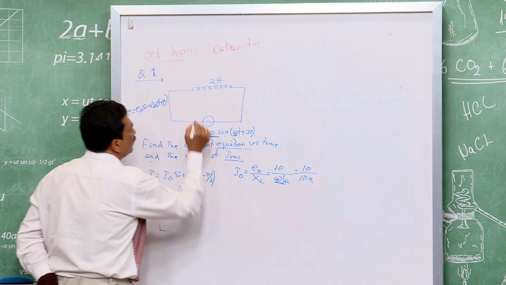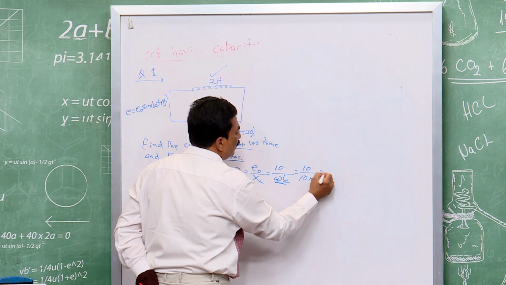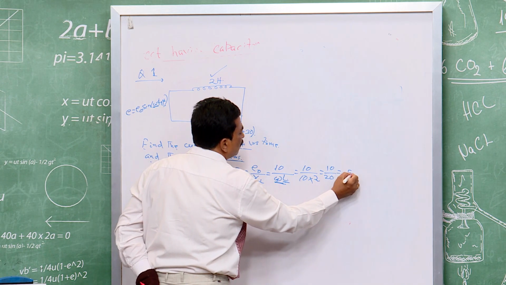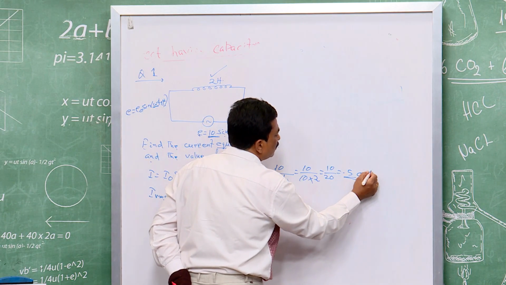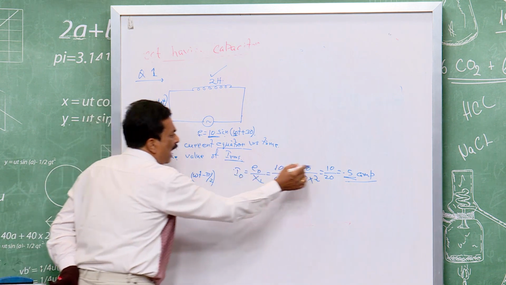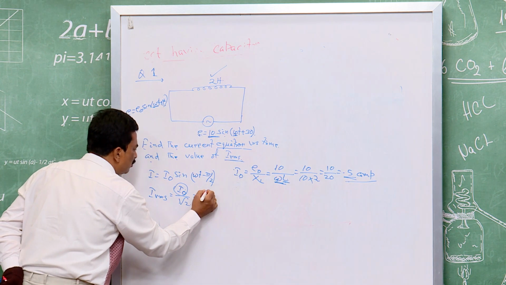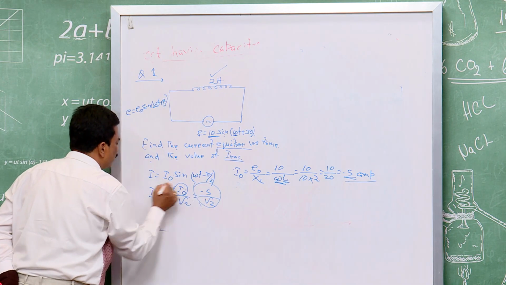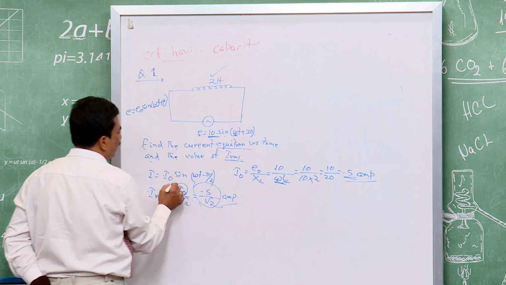L is the inductance. What is the inductance given here? The 2. So, into 2, that is 10 by 20, that is equal to 0.5. So I0 is 0.5 ampere. Therefore, 0.5 by root 2 is equal to the IRMS. The second part is over.